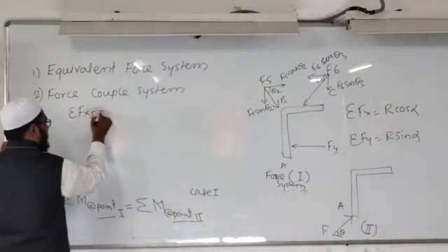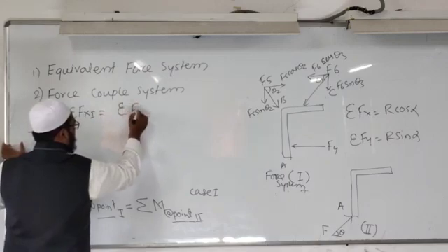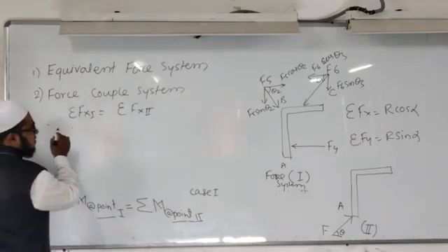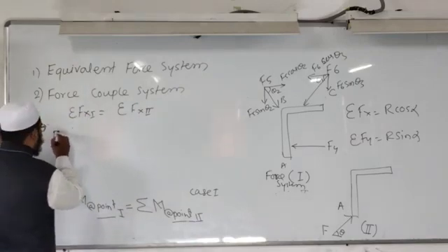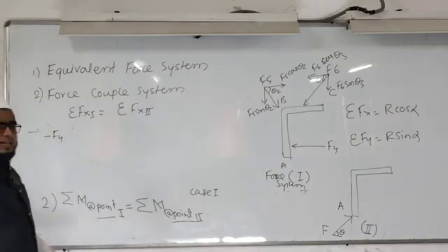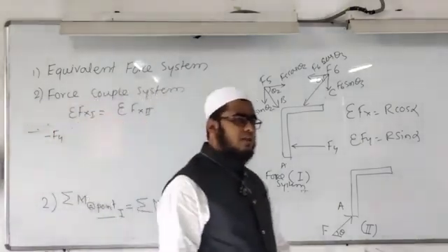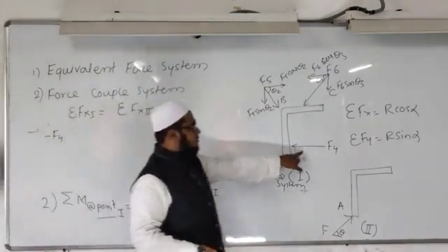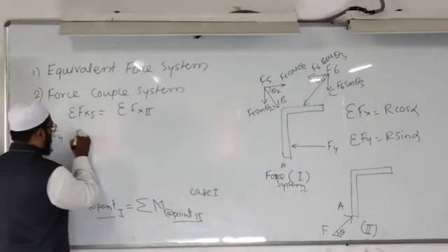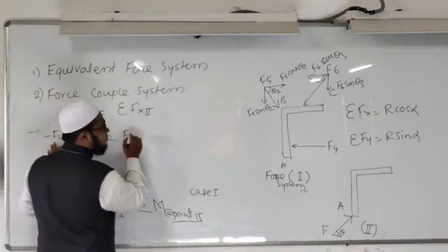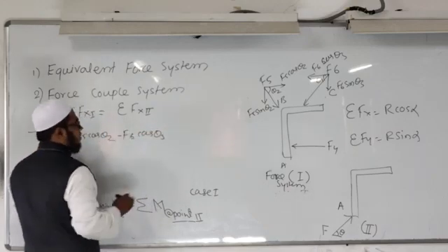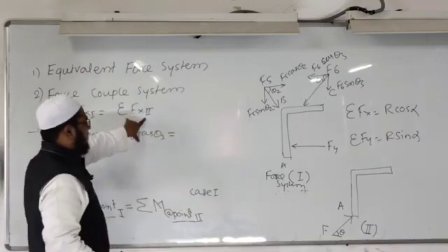What is my condition of equivalent force system? Summation of Fx of first force system is equal to summation of Fx of second force system. In summation Fx of first, F4 is acting towards left. We know the sign convention: rightward is positive, leftward is negative; upward is positive, downward is negative. So F4 is leftward here, that's why it is negative. Then F5 cos theta 2 is rightward, positive. F6 cos theta 3 is also leftward, equal to summation Fx of second force system.